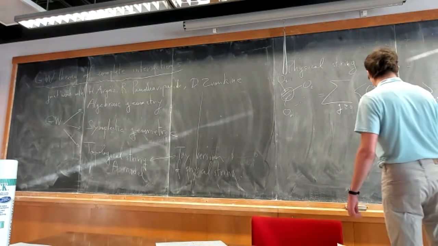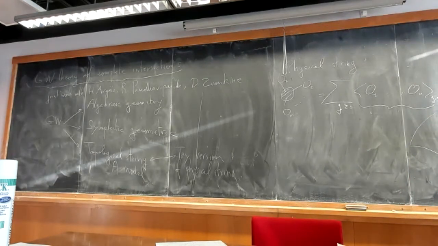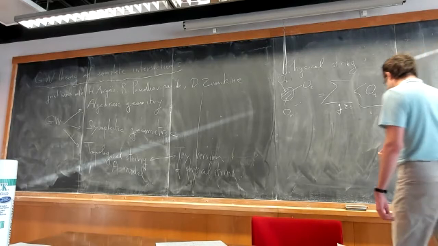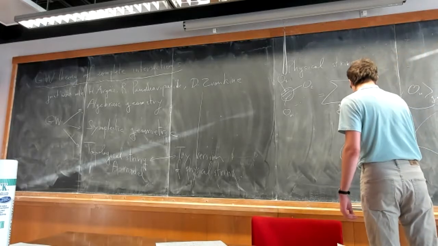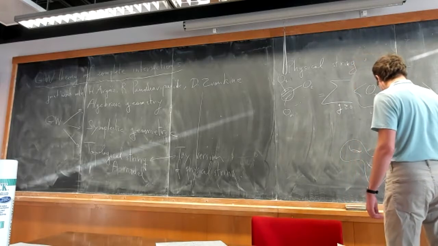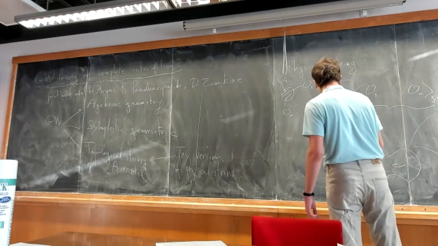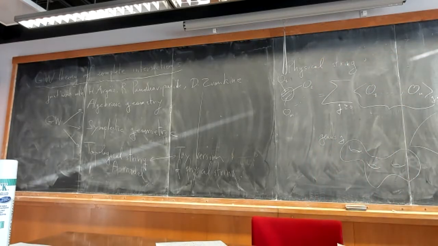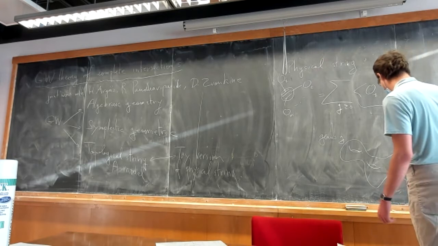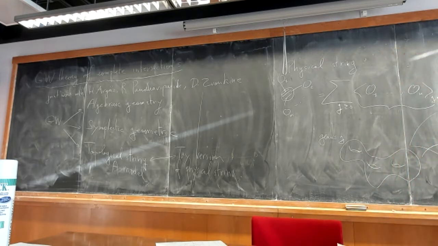will be computed in terms of some string propagating in some target space. Maybe I call it X, with some kind of target space with some metric. And to compute this quantity, you are looking at the string worldsheet. We define some topological surface of some genus g. And then you are looking at maps from the surface to your target space.